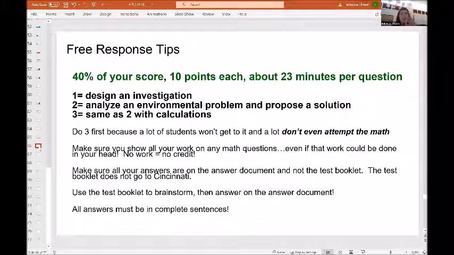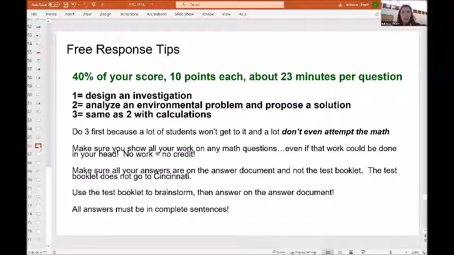Now, the three question types you're going to have: the first one will be about designing an investigation. That's why I wanted to go over science practices with you guys today. Two is going to be analyzing an environmental problem and then proposing a solution. And three is the same as two, except you've got the math.